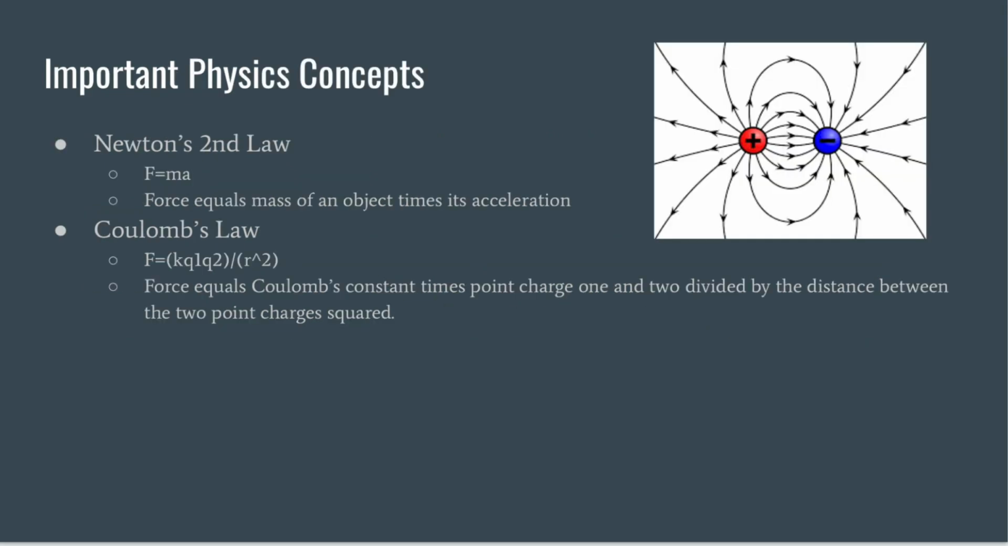So in this lab, we're going to be calculating two forces. So there are two important physics concepts, one for each force. The first is Newton's second law, which calculates the force of gravity, and the second is Coulomb's law, which calculates the electric force. I also included this diagram of the electric field because it gives some background information on how positive and negative forces attract and repel each other.